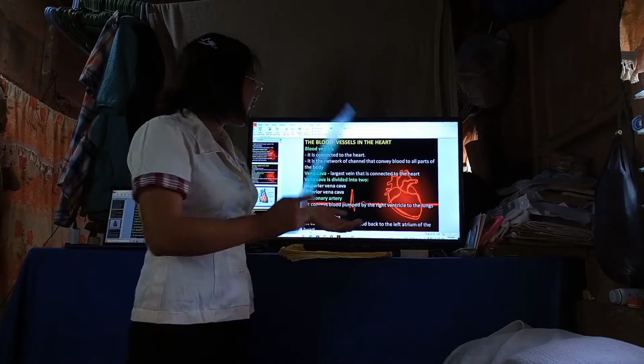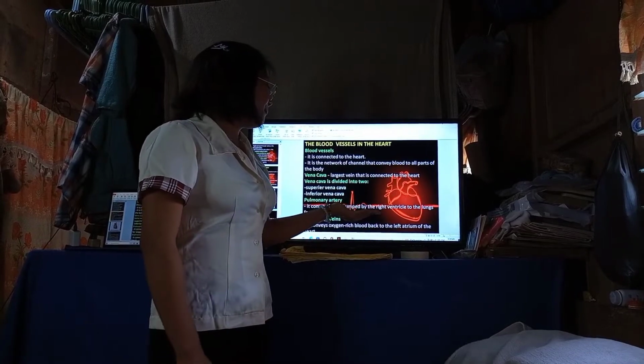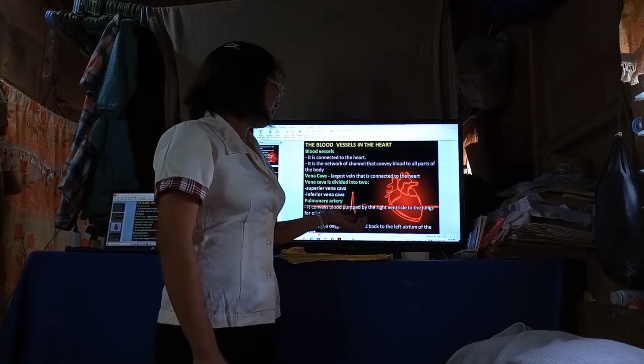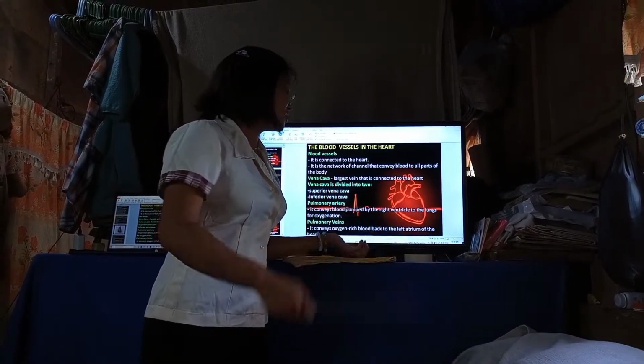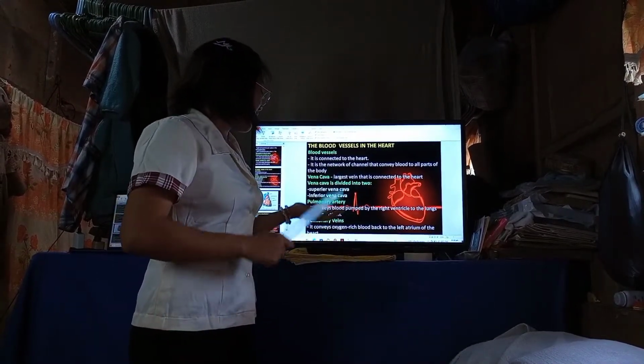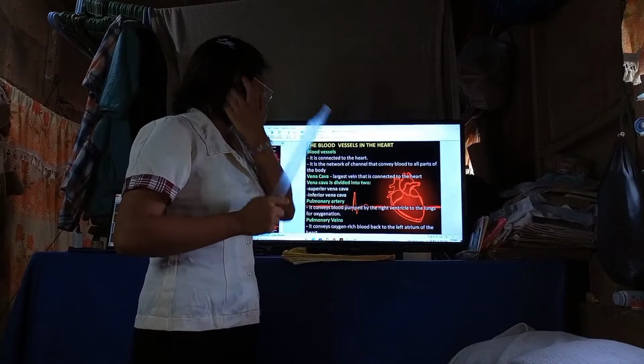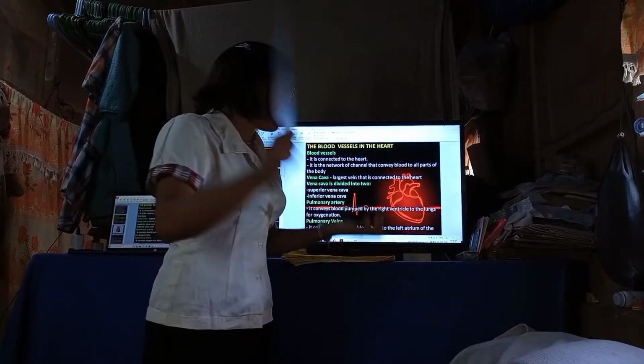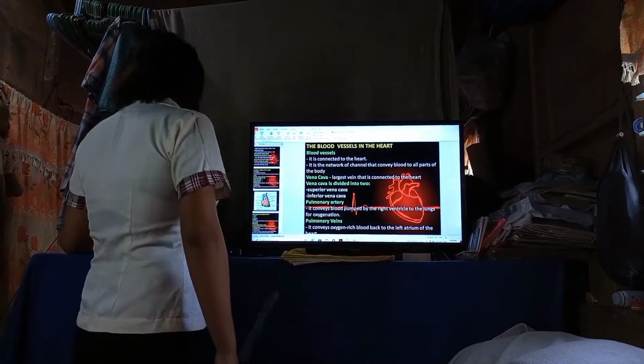So, the pulmonary artery pumps blood from the right ventricle to the lungs, while the pulmonary veins convey oxygen-rich blood back to the left atrium of the heart.